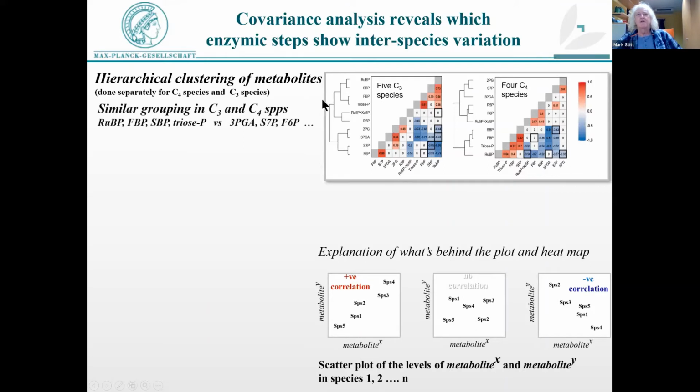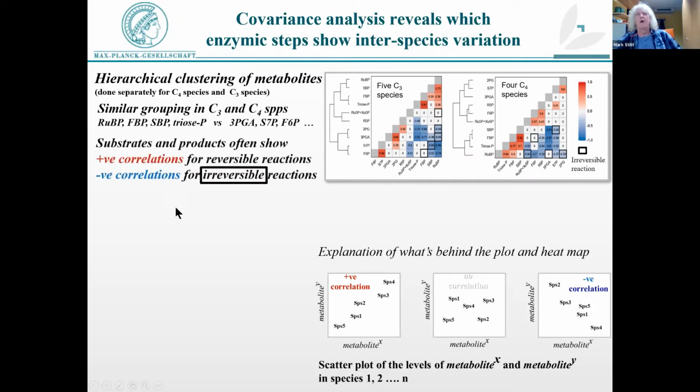And what we can see is, first of all, we have a pattern. We actually have a similar grouping in C3 and C4 species. It's a pain because the clustering also flips things the other way. But basically, we've got ribulose bisphosphate, FBP, SBP, and triose phosphates tending to correlate together, and the others tending to be in another group. And this is something which I'll go on to the next slide.